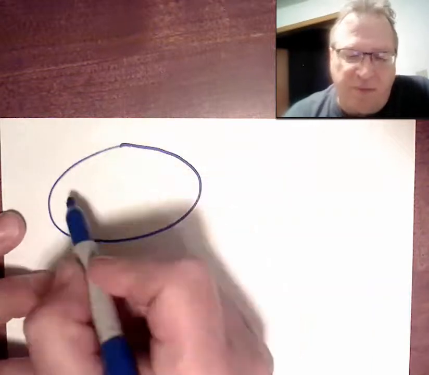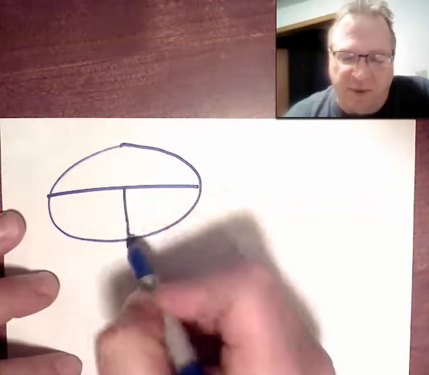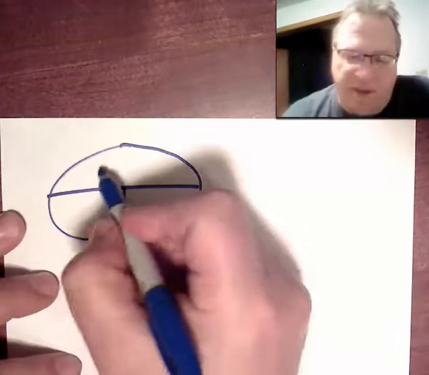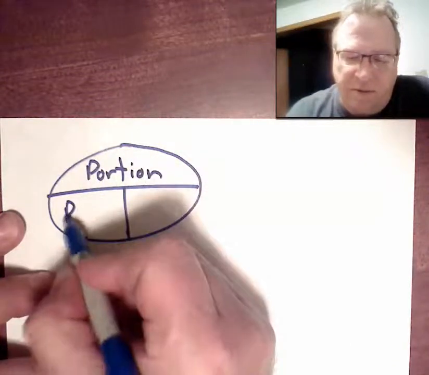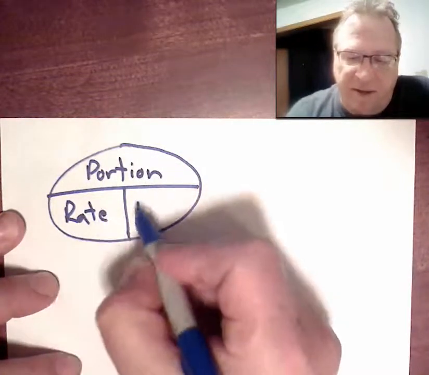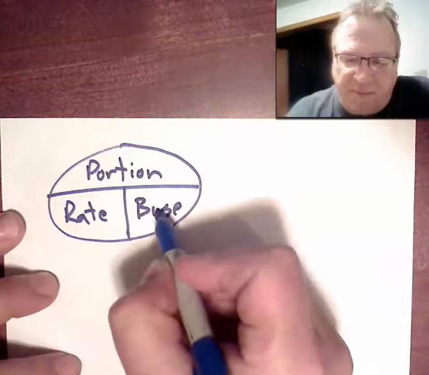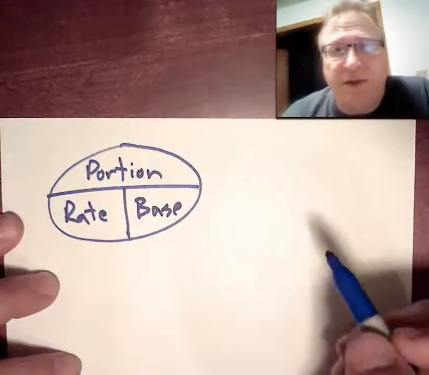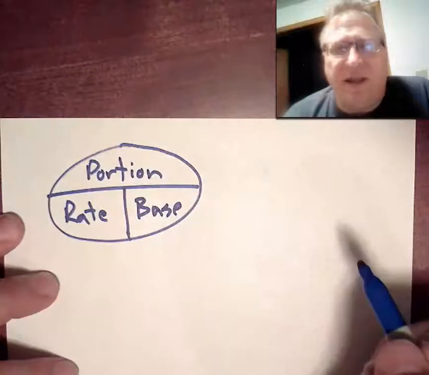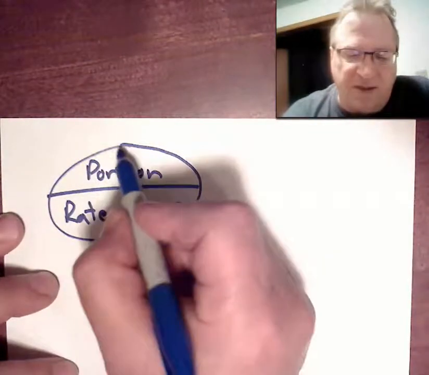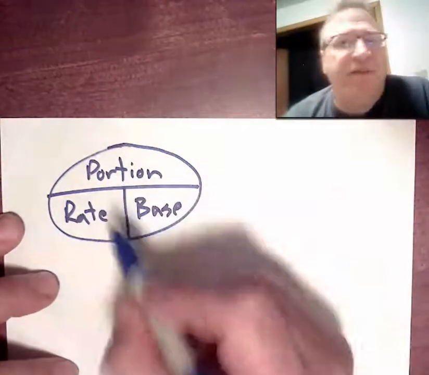If we draw a symbol like this and split it into parts and label these parts portion, rate, and base, we can draw some equations from this that are very useful to us. And the reason I drew the picture like this, I think you'll see the equations kind of fit the picture.